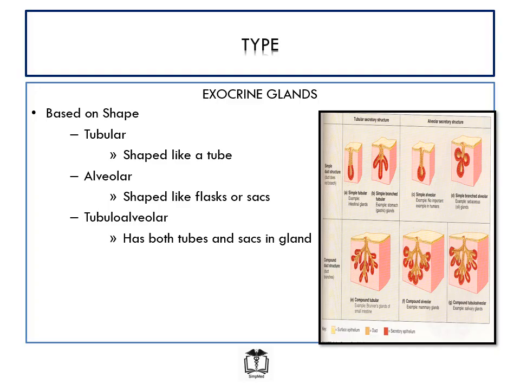Based on shape, we could have the glands being tubular, alveolar, or tubulo-alveolar. Tubular, just as the name implies, looks like a tube. As you can see, this is an example of a tubular gland. Looks exactly like a test tube.